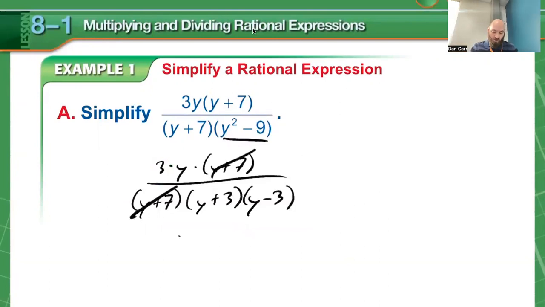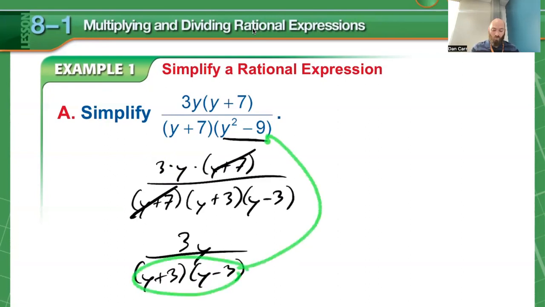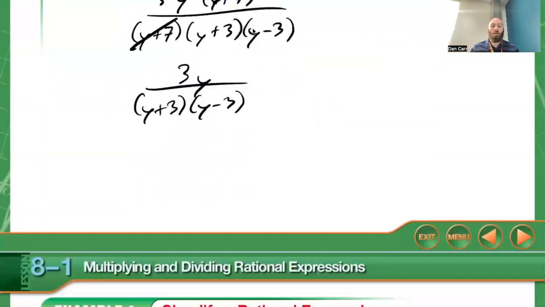To simplify this, I'm just going to go ahead and multiply those together as 3y, and my denominator, y plus 3, y minus 3. If you want to, you can just rewrite this back as y squared minus 9, but it's not necessary. So that's my simplified version right there.